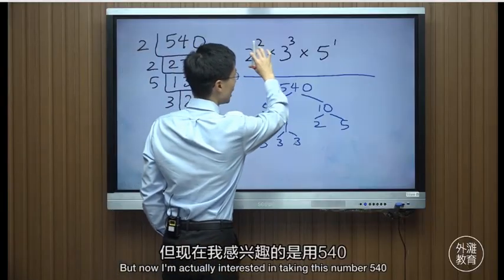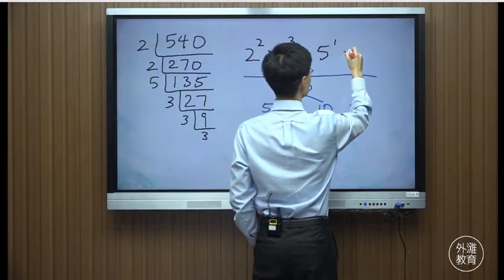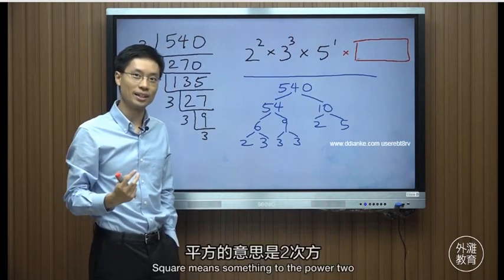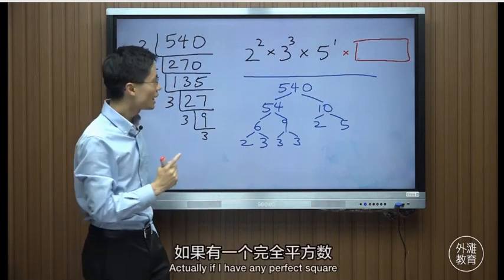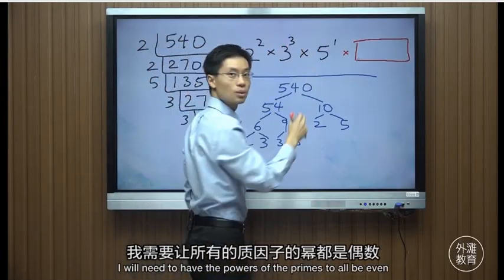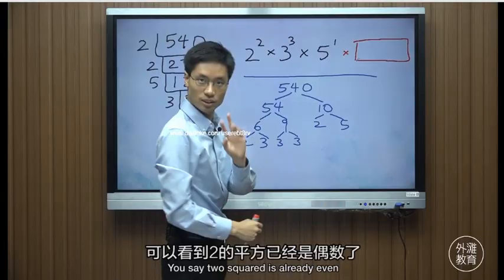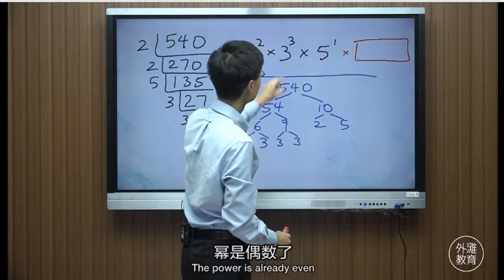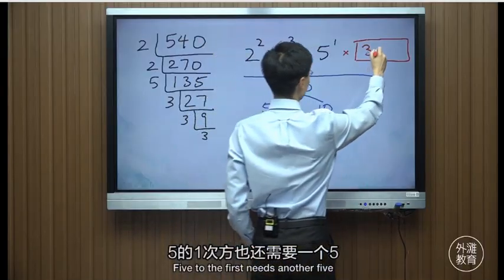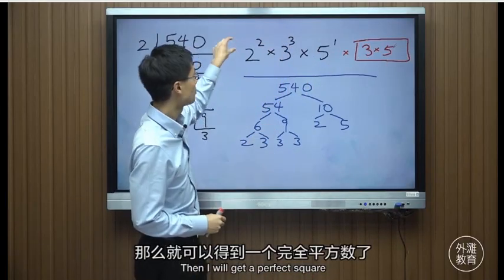But now, I'm actually interested in taking this number, 540, and multiplying it by something else. And my goal is to make a perfect square. Square means something to the power 2. Actually, if I have any perfect square, I will need to have the powers of the primes to all be even. And once you make that observation, you say 2 squared is already even. The power is already even. 3 cubed needs another 3. 5 to the first needs another 5. And so if I multiply by 3 times 5, then I will get a perfect square.